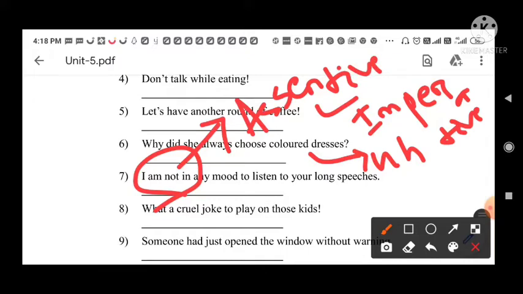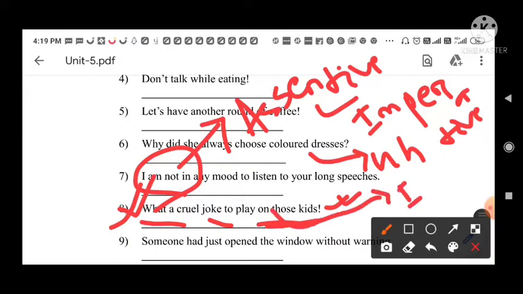What a cruel joke to play on those kids. What is used in the beginning for a noun, meaning joke, to describe the joke: what a cruel joke. So it's for a noun, and play on those kids, kids is specified by an adjective. So the exclamation mark is used at the end and the WH word is used at first. So it's an exclamatory sentence.